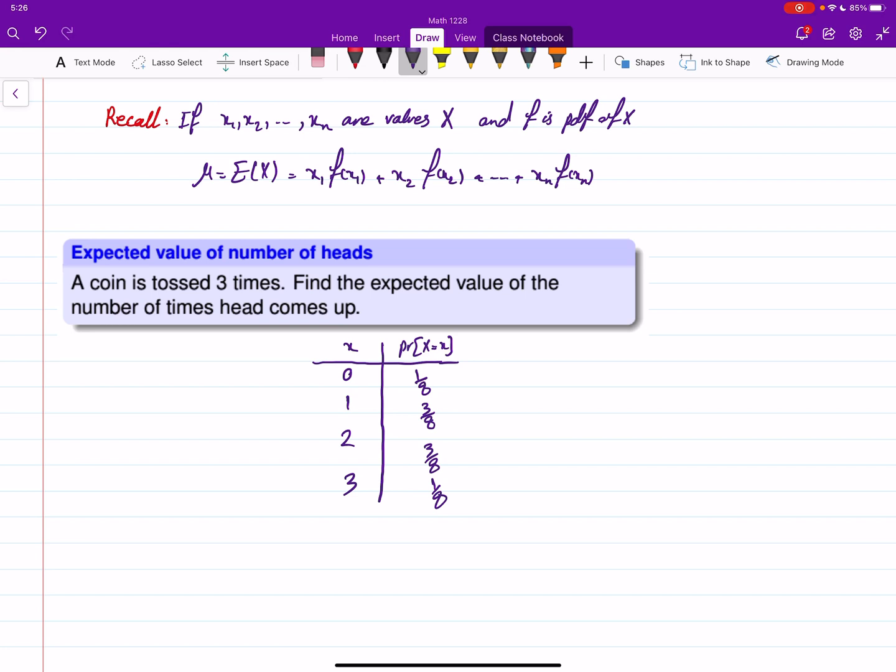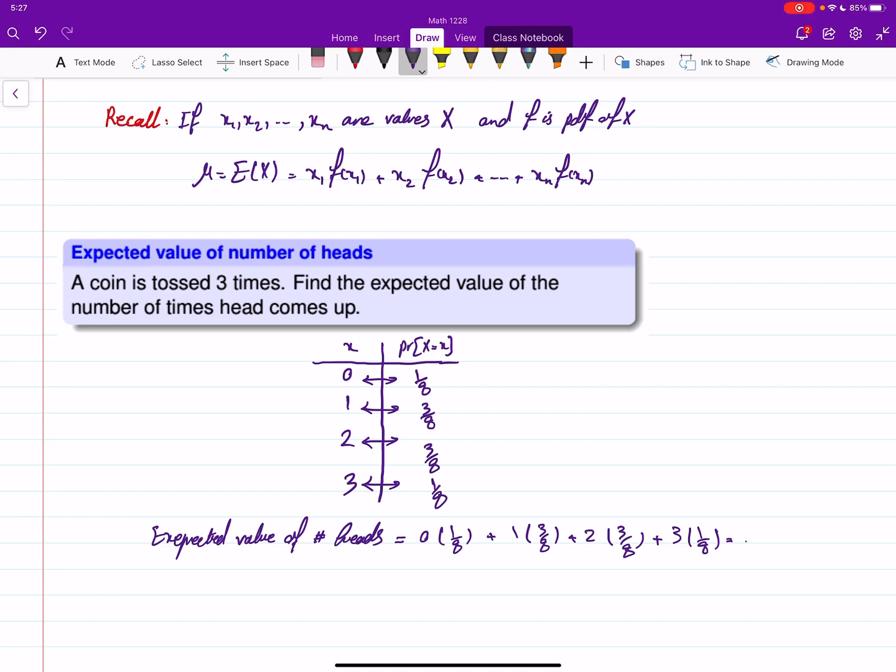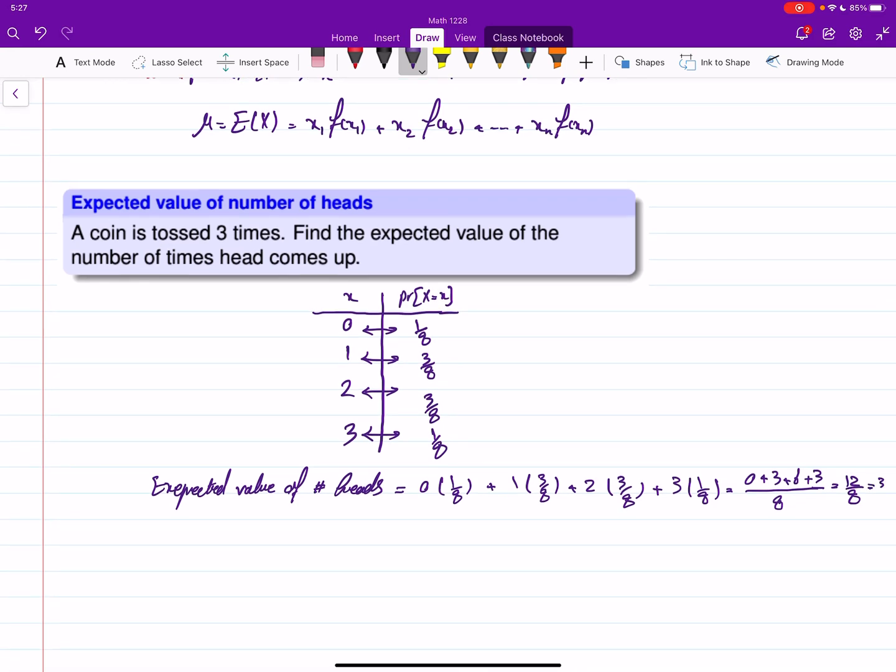Okay, then that means that the expected value of the number of heads is equal to 0 times 1 over 8, 1 times 3 over 8, 2 times 3 over 8. Note that I'm multiplying this row by the corresponding entry in the second column, and 3 times 1 over 8. So you add these, all of them have common denominator 8. You have 3, 6, and 3. This is 12 over 8. And if you simplify that, you see that it is 3 over 2.